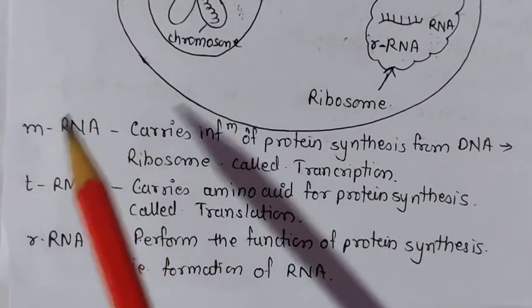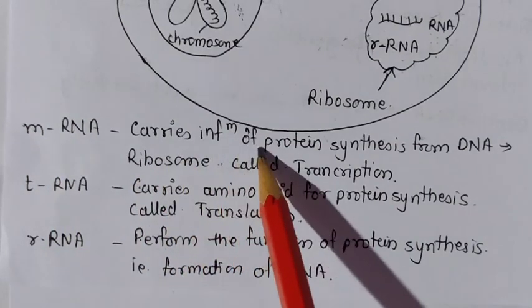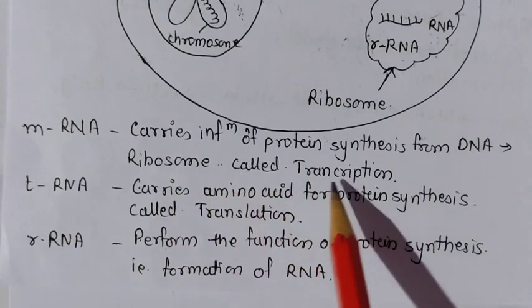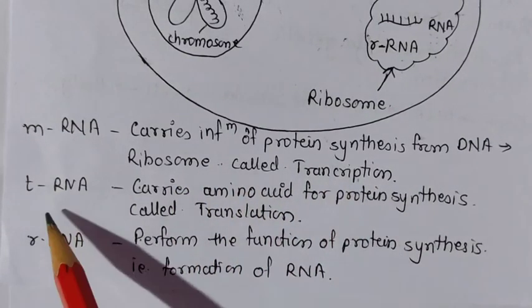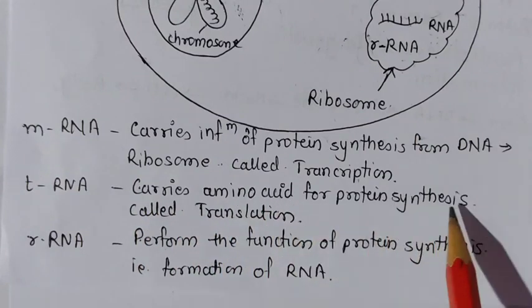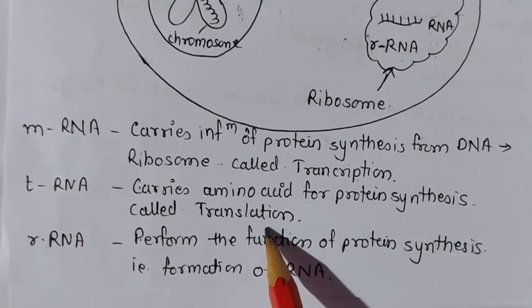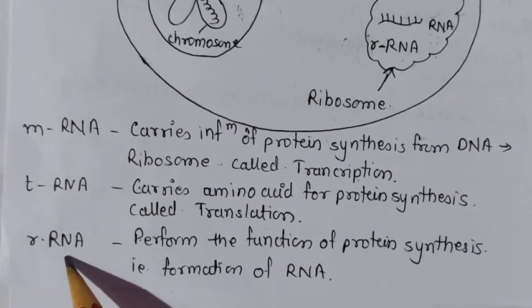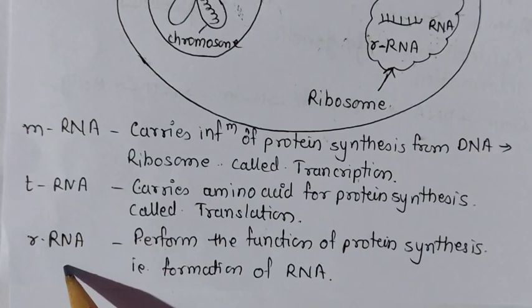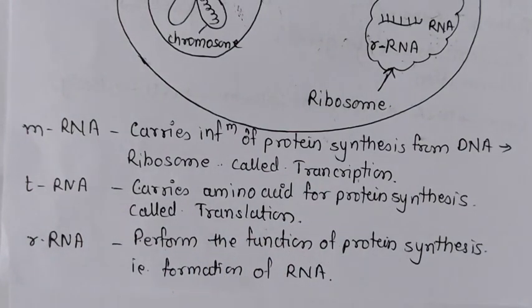Here are the functions. mRNA is carrying the information of protein synthesis from DNA to ribosome, and that process is called transcription. tRNA is carrying the amino acids for protein synthesis, and that process is called translation. And what was rRNA doing? rRNA is performing the function of protein synthesis. Like this, three types of RNAs are working together and forming the RNA.